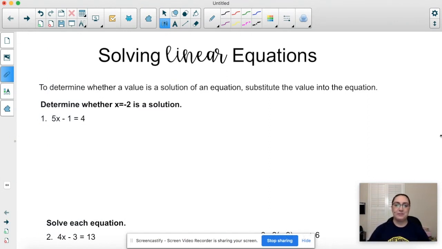Today we're going to talk about solving linear equations. There are different approaches for this, and this is not only good for Algebra 1, but it's also good for pre-algebra, for example, 8th grade math.